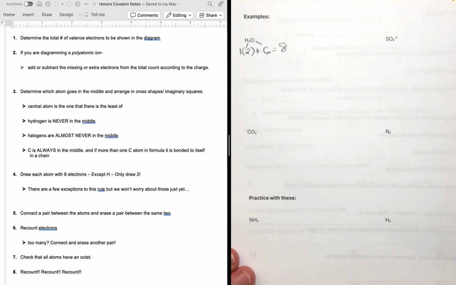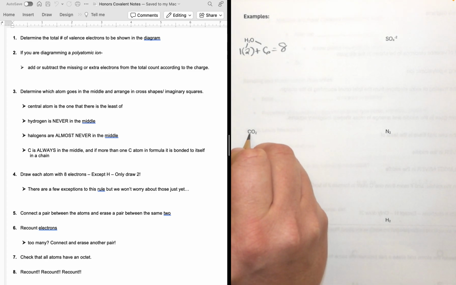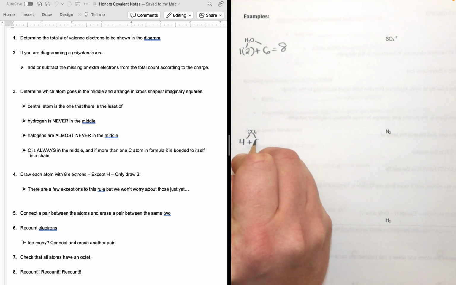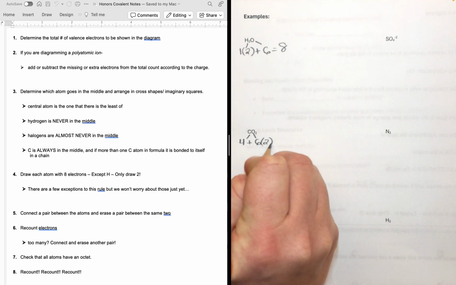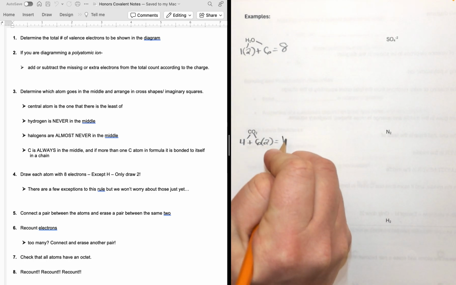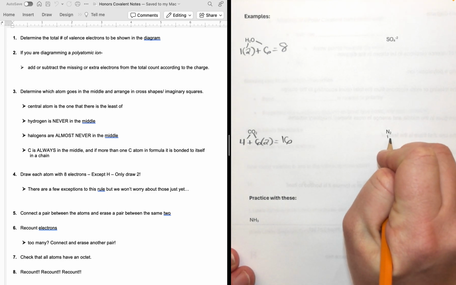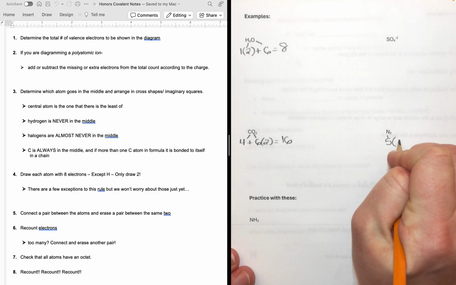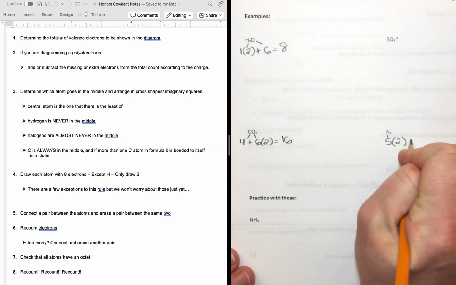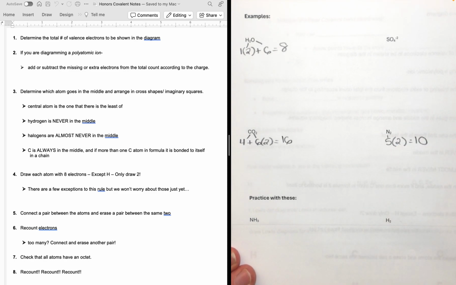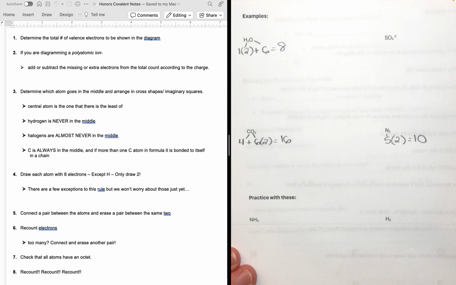Now, carbon dioxide, carbon has 4. Oxygen, like I just said above, has 6. We have 2 oxygens, so in total there would be 16 in that diagram. Move over to nitrogen. Nitrogen has 5 valence electrons because it's in group 15. If there's 2 nitrogens, we should have 10 total. Now, SO4 -2 is the sulfate ion.